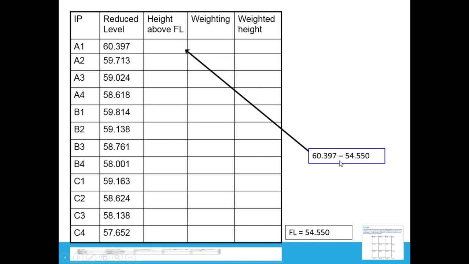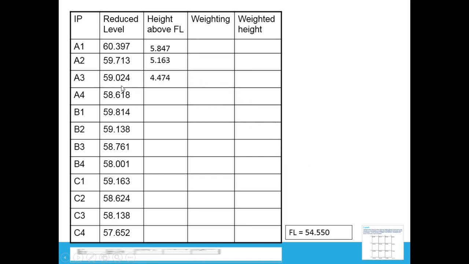So for A1, the height above the formation level would be 60.397, the reduced level, minus the formation level, which is 54.550. This is the height above the formation level for A1, 5 meters, 0.847. And we will do this now for each intersection point. For A2, the reduced level, this number, minus the formation level, this one. This is the answer, and so on.